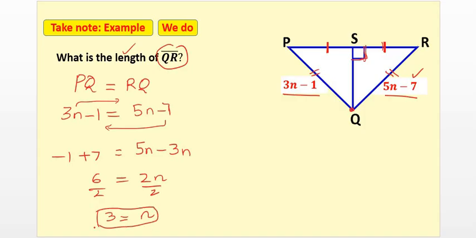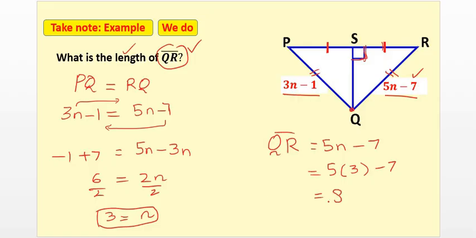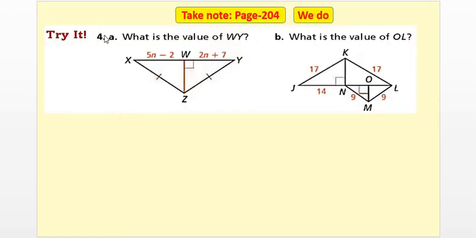Is this our final answer? No, because we found this value of n only to find the length of QR. So what will be the length of QR? It will be equal to 5n minus 7, and now you can substitute the value of n to know how long this QR is. So this one will be 15 minus 7, so it will become 8. Clear?